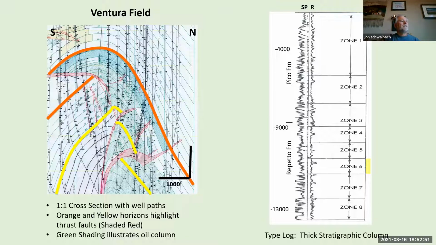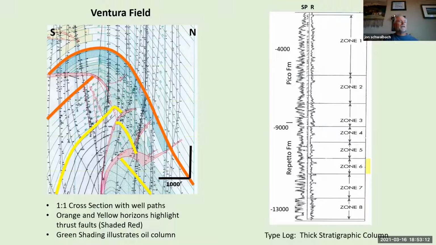And then you also see the green shading on this cross section. It shows just how thick this oil column is. And it also shows you that the faults in the stratigraphy help control the distribution of oil. So it wasn't a simple field to develop. They had a lot of complex problems they had to solve to decide how to best produce the field.